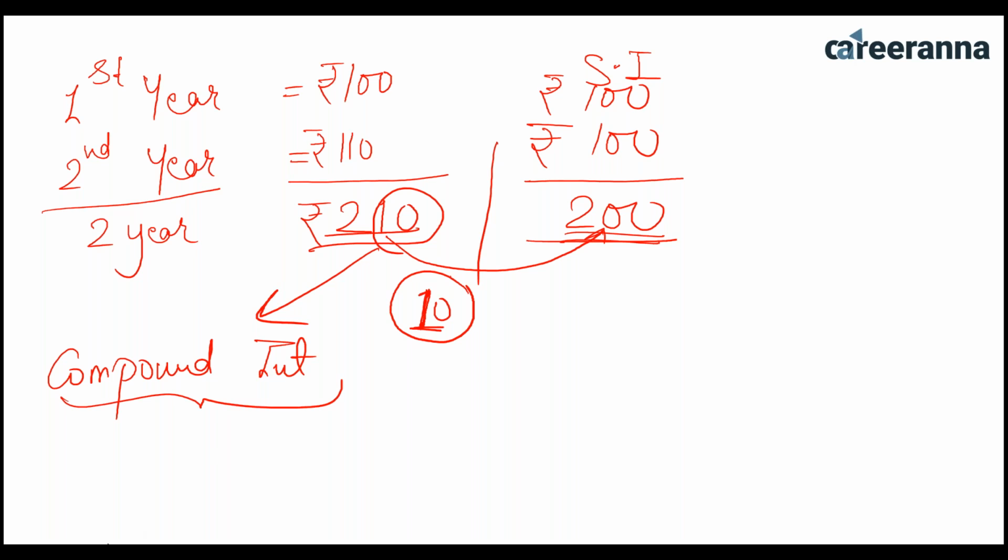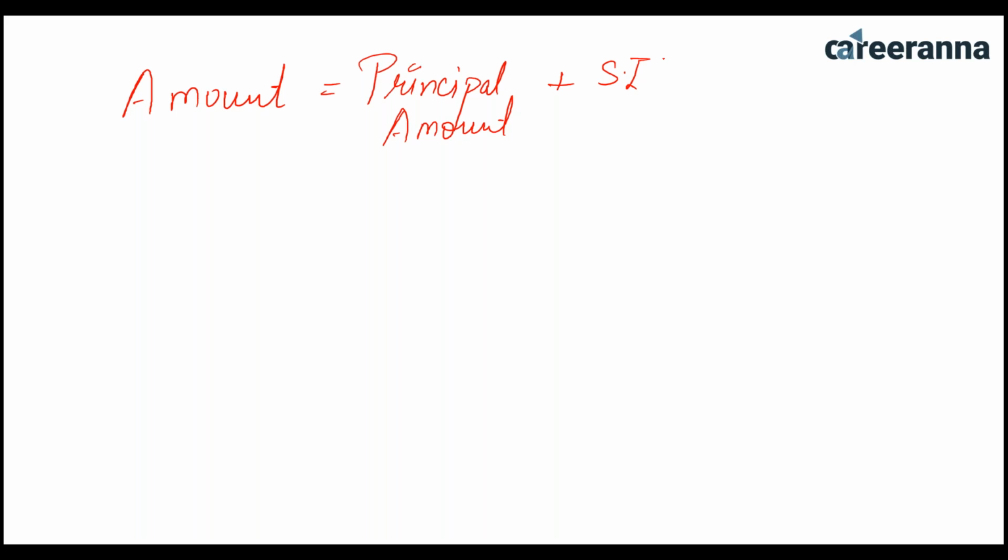Okay. So let's talk about the basics first. When I say amount, it is always principal amount plus either SI or CI. This will be valid for both cases. If you are studying simple interest, then amount is equal to P plus SI. If it is about compound interest, then amount is again principal plus CI. So A is equal to P plus CI. You need to remember this, right?